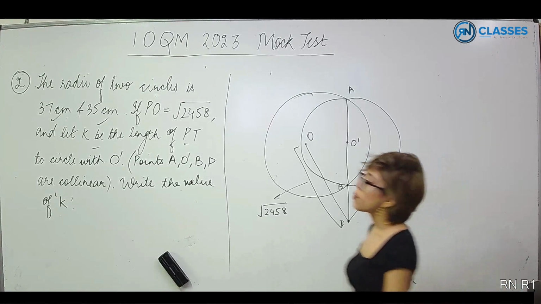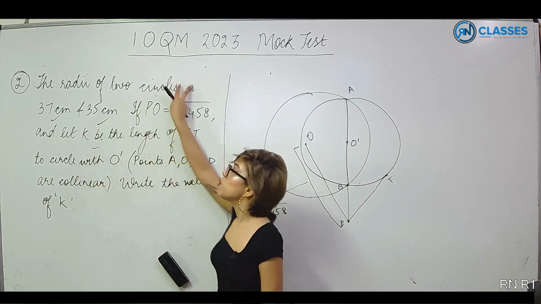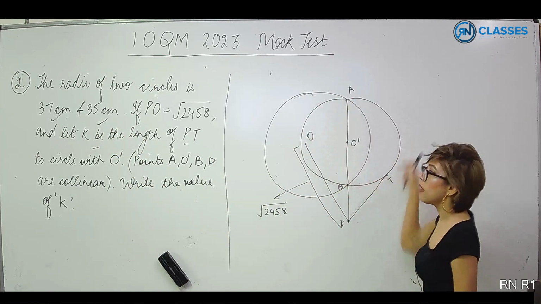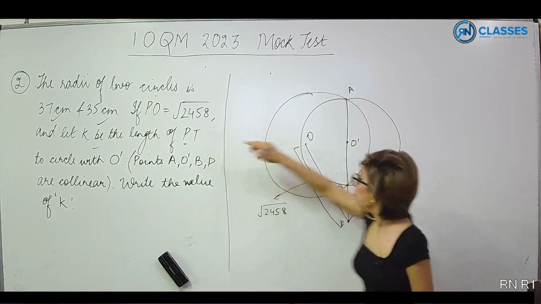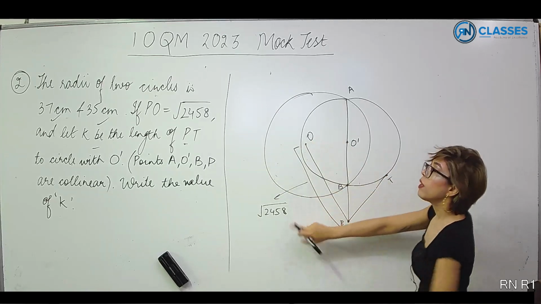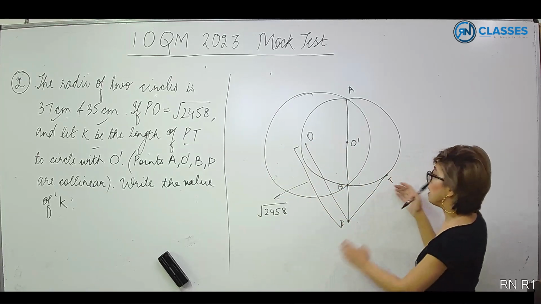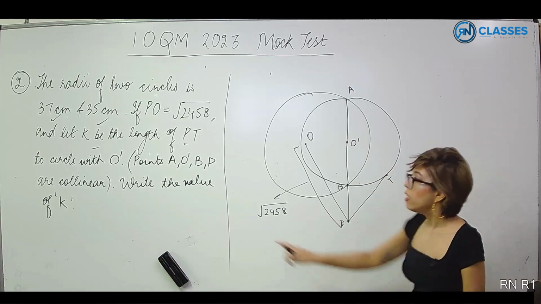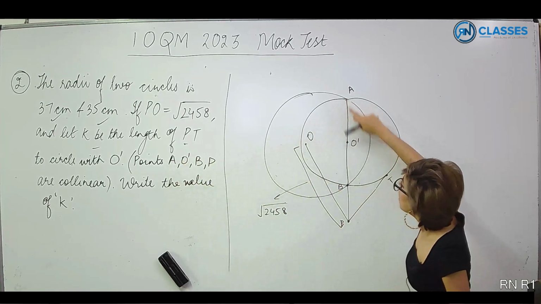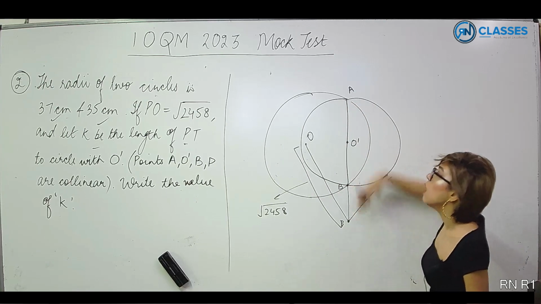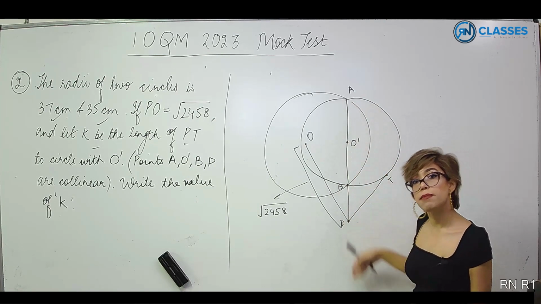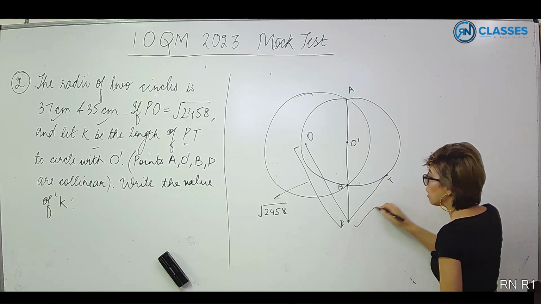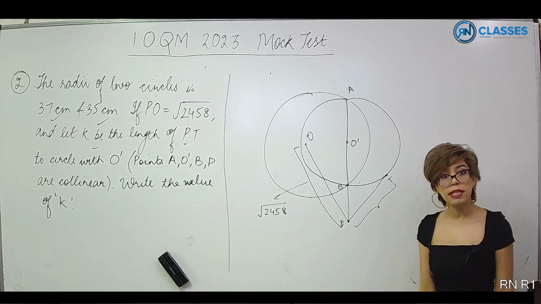Alright, on to the next question. Now he says the radii of 2 circles are 37 and 35. So 37 and 35. And he says PO, this length, is given to you. Let K be the length of PT, which is tangent to the circle with center O dash, and points A, O dash, B, P are collinear. So that means they lie on the same straight line. Now he says write the value of K. So indirectly I need to find the value of tangent PT.